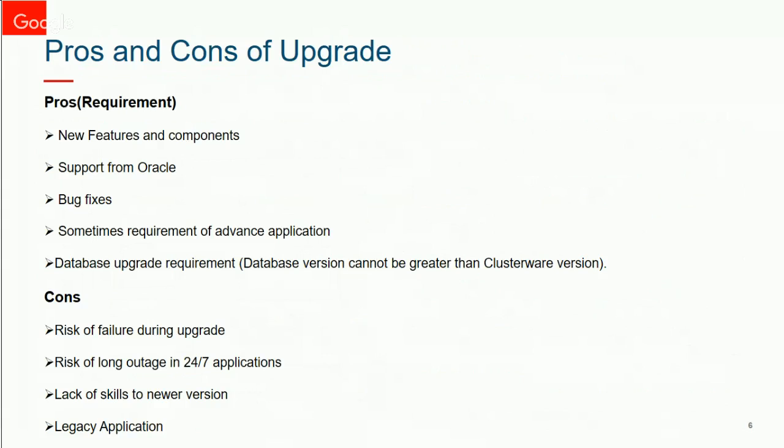Then the other thing: suppose you're doing an upgrade, and during the upgrade you run into an issue and it takes a lot of time to fix it. So a long outage could be another issue. Then another thing is lack of skills for the new version. Since you are going to upgrade, you might not have those skills. Then legacy application: you have to test your application before upgrading to the newer version of database, because there is a possibility that your old version is not compatible with the new version of Clusterware or database. So you need to check that.